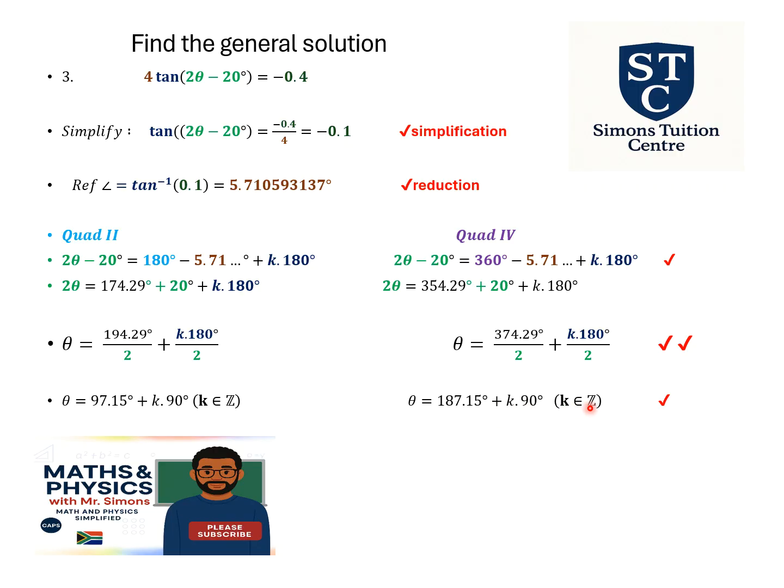K an element of integers. So out of the 6 marks: 1 for simplification, 1 for the reference angle, 1 for creating the 2 equations, 1 mark for correctly taking 20 over, 1 mark for dividing by 2, and 1 mark for the final answer, specifying also k an element of integers.